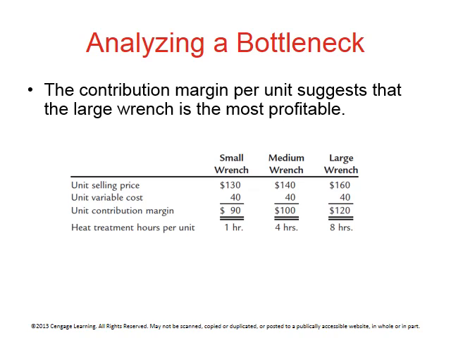So we can look at a bottleneck. We can look at the contribution margin per unit. We can see the large wrench is the most profitable: $120 contribution margin versus 90 for the small and 100 for the medium.